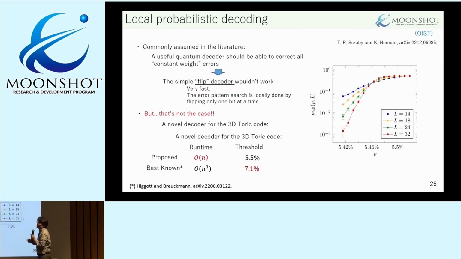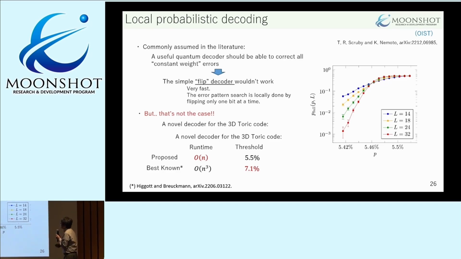Now, as for the decoder, there is an interesting finding from the OIST group. It was commonly believed that a useful quantum decoder should be able to correct all the constant weight errors. That means it must correct all small weight errors. If this is true, then, for example, the simple decoder called flip wouldn't work. In a flip decoder, the error pattern search is done locally by flipping just one bit at a time. So it's very fast, but it's easily caught in local minima. So it fails to correct even very small weight errors.